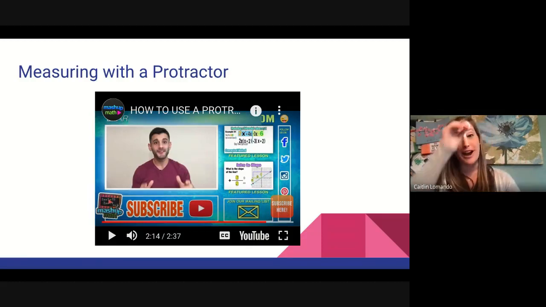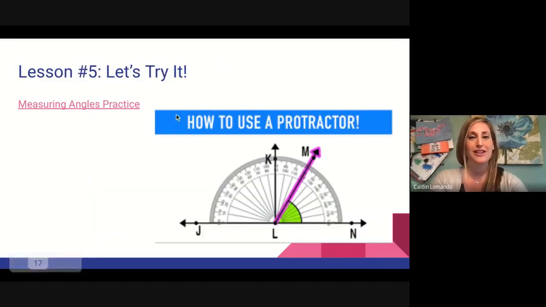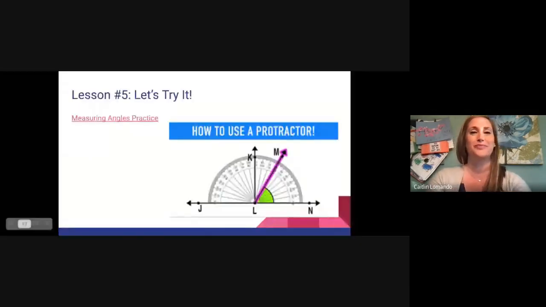All right, we're going to practice a little bit because I know that the best way to understand this is by practicing. So let's take a look at what we have. So how to use a protractor. Again, a little bit tricky to do remotely, but we'll just do our best. That's all we can do. All right, let me pull up this.